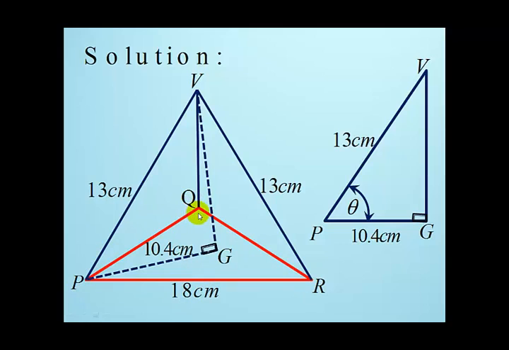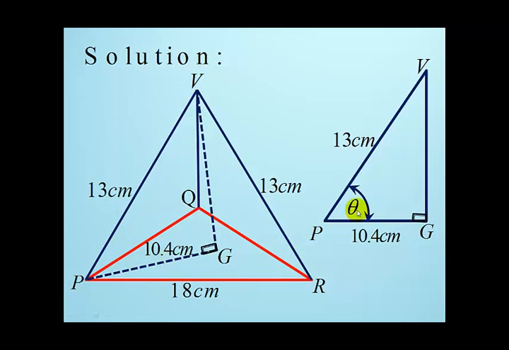Now we are given the distance from P to the center of the base, that is G, to be 10.4 from the question. And we are given the slant edges to be 13 centimeters. So VP is 13 centimeters. VR is 13 centimeters. And VQ is also 13 centimeters. Now, we are supposed to find the angle between PV, that is this slant edge, and the base. This is the angle theta as shown.